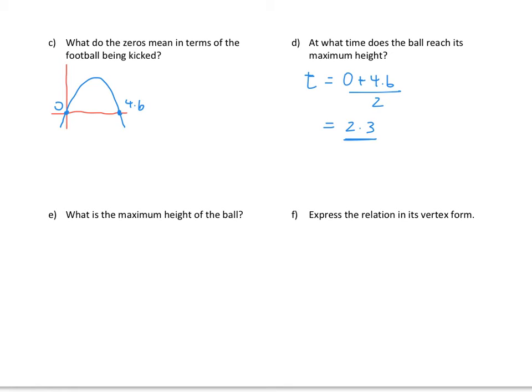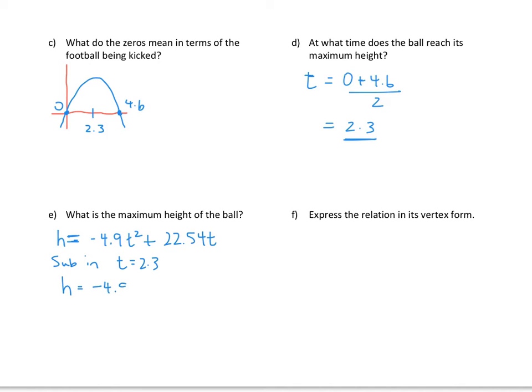To get the actual maximum height of the ball, we're going to take that time that we figured out, that 2.3 seconds, which lies on the axis of symmetry, and we're going to sub that into the actual equation that we were given. So the equation we were given was h equals negative 4.9 t squared plus 22.54 t. So we're going to sub in t equals 2.3 to figure out the height at that particular time.